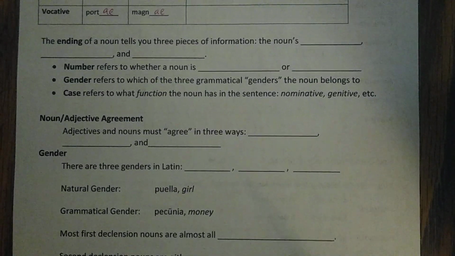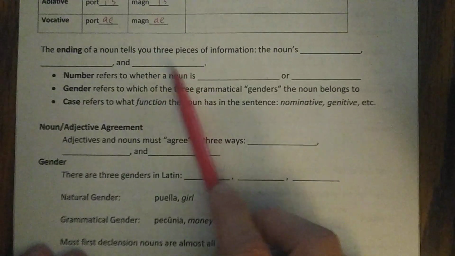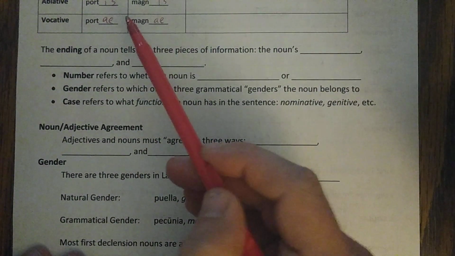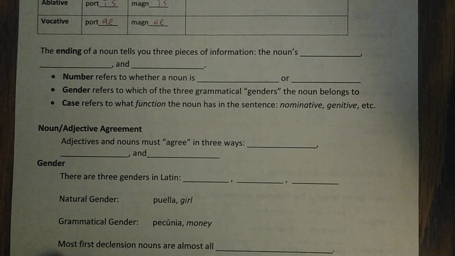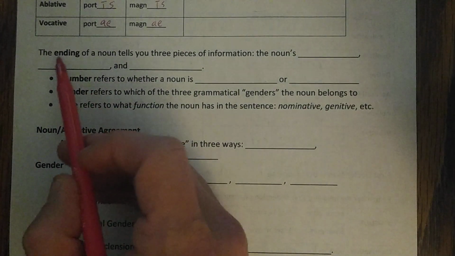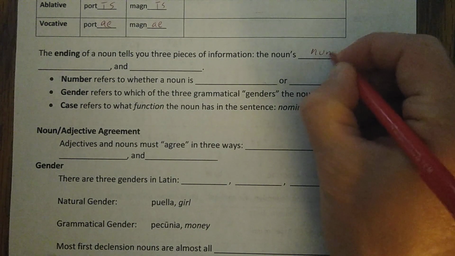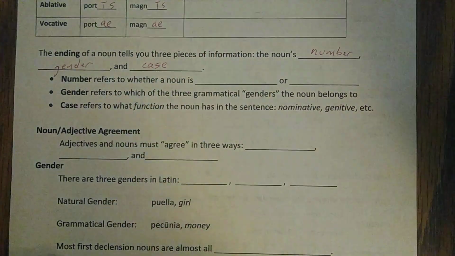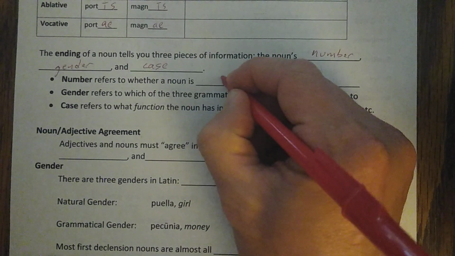Moving right along. Next, we have a little more information that we kind of talked about earlier, that the ending of a noun gives you three pieces of information, right? So these couple of little letters give you a ton of information in Latin that we really don't get in English. We just have to guess. But in Latin, the ending tells you the noun's number, its gender, and its case. Okay? Like we talked about, number just refers to whether a noun is singular or plural.